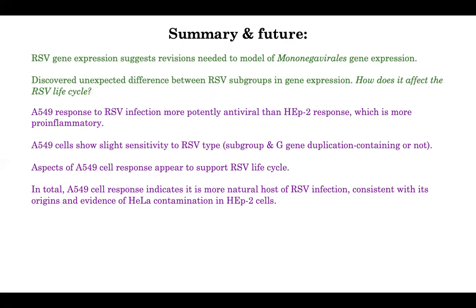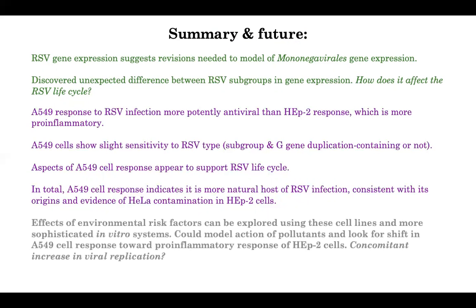In total, the A549 cell response indicates it is a more natural host of RSV infection, which is consistent with its origins and evidence of HeLa contamination in Hep2 cells. Finally, our work suggests that we can use these cell lines to model and characterize the effects of certain environmental factors associated with more severe RSV disease. For example, we might expect a certain pollutant that we can include in our growth media to shift the A549 cell response to the more pro-inflammatory response of Hep2 cells in a dose-dependent way. We might also see viral replication increase along with it.